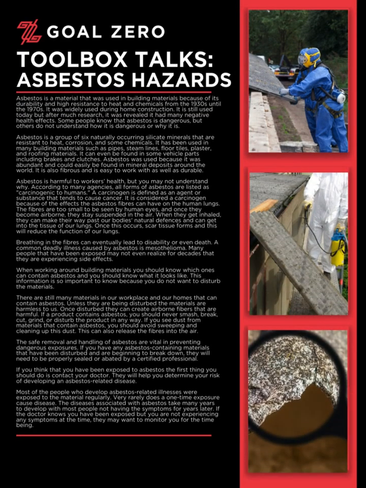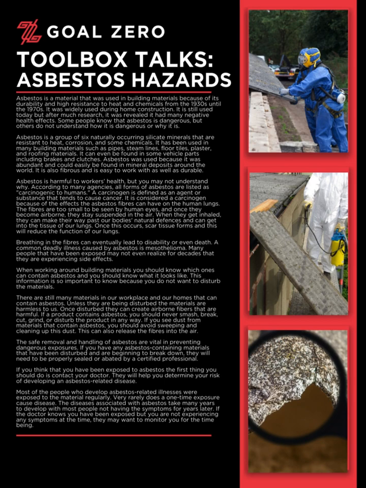Today's Toolbox Talk: Asbestos hazards. Asbestos is a material that was used in building materials because of its durability and high resistance to heat and chemicals from the 1930s until the 1970s. It was widely used during home construction. It is still used today, but after much research, it was revealed it had many negative health effects. Some people know that asbestos is dangerous, but others do not understand how it is dangerous or why it is.